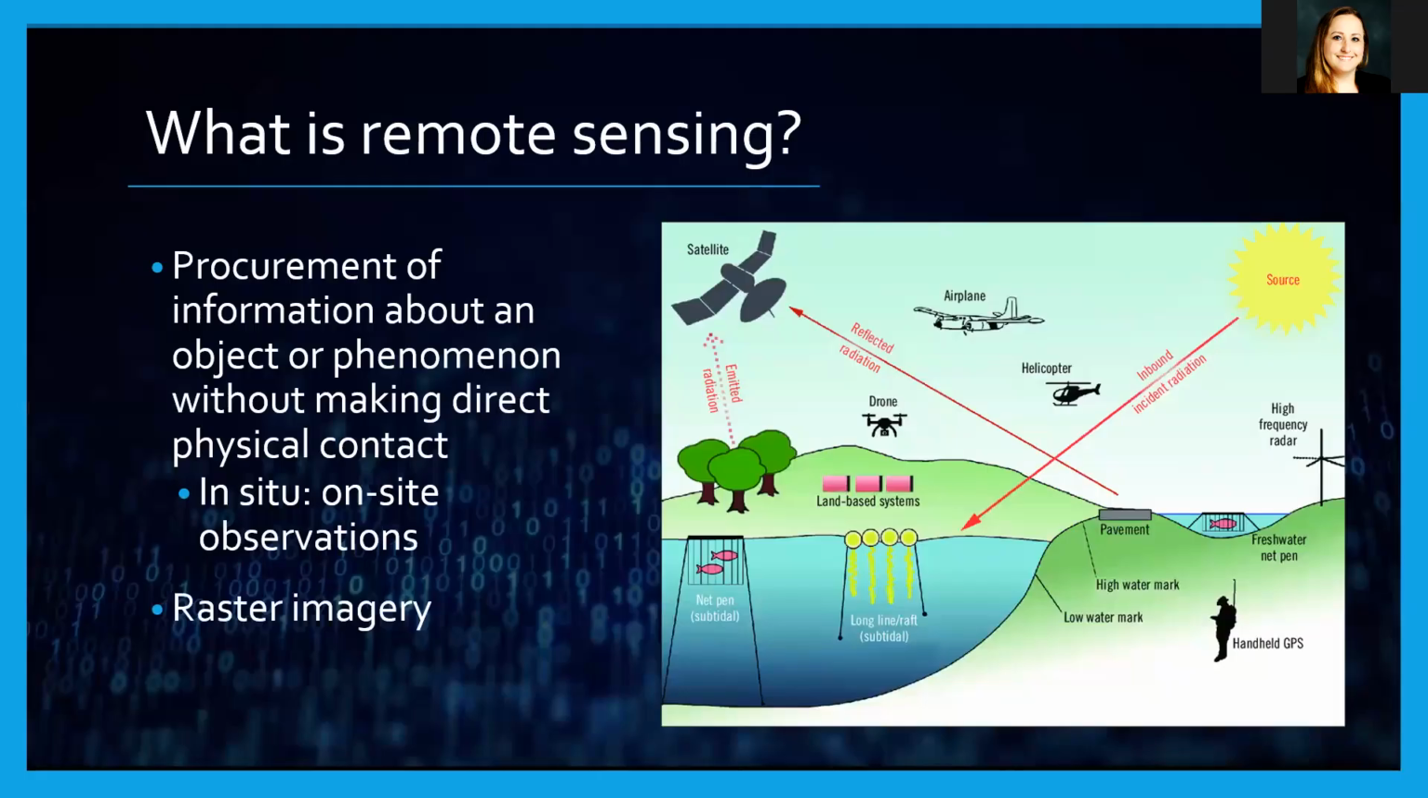Now that we've gone over the history of the camera, aerial imagery, and remote sensing, as well as the electromagnetic spectrum, I want to remind you about what remote sensing is. Remote sensing is the procurement of information about an object or phenomenon without making direct physical contact with that object. The data that is collected assigns a value to each pixel that represents a portion of the Earth's surface, kind of like color by number.